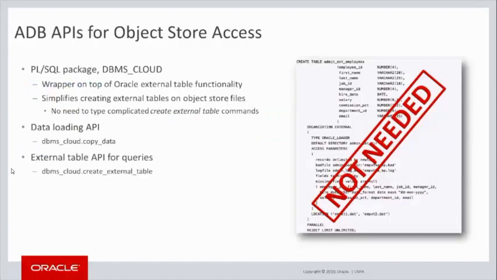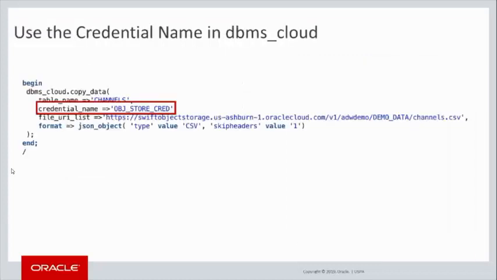Once a credential is created, it can be used to access a file as an external table or to ingest data from the file into database tables. DBMS_CLOUD makes it easier to use external tables, and the organizational external tables needed in other versions of the Oracle database are not needed.